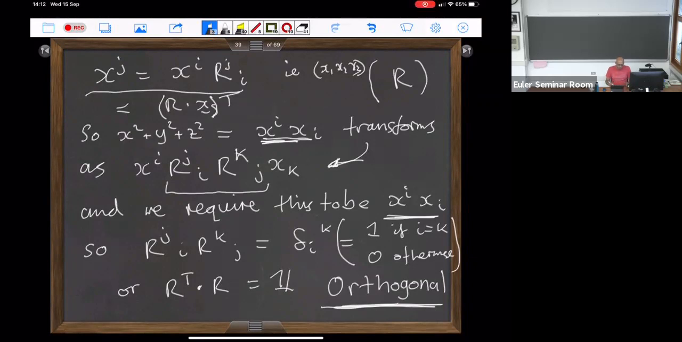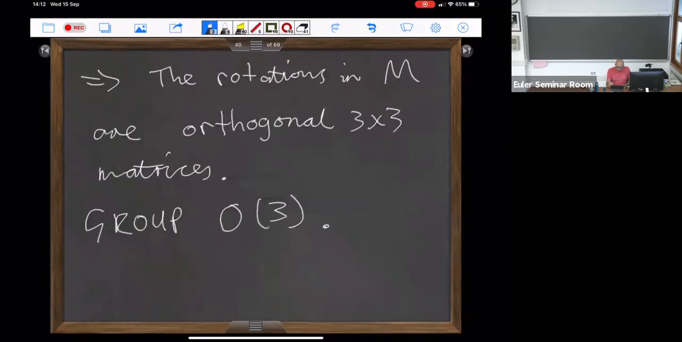And such matrices which satisfy that condition are called orthogonal, because it's like an orthogonality condition of vectors. Was there a question or comment? Just if you want to ask a question, just go for it anytime.